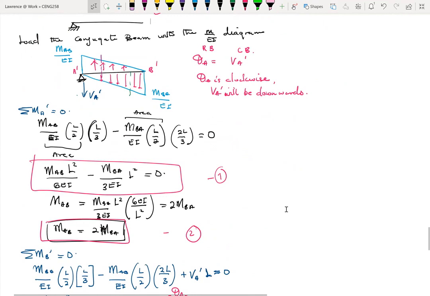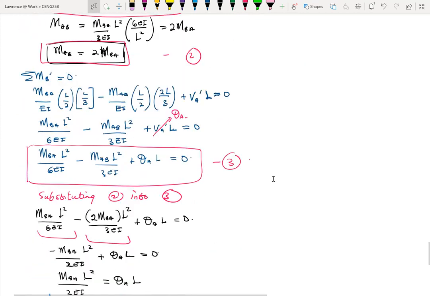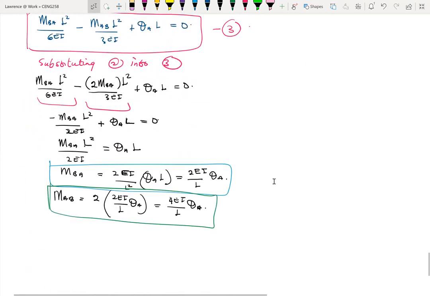Once we load the conjugate beam with our M over EI diagram, we can solve for VA or VA prime. To do that, we formulate two equations: summation of moment about A prime equal to 0, and summation of moment about B prime equal to 0. We solve these two equations for MAB and also for MBA.